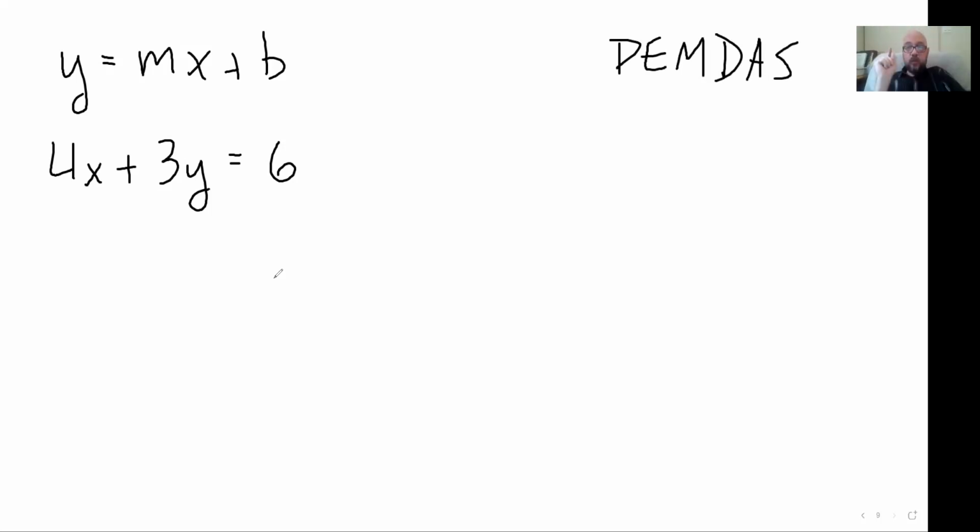PEMDAS is for simplifying, which is the opposite of what we're doing. We are solving. So we are going this direction here. I'm trying to solve for y by getting y alone. That means I'm going to get rid of everything that's not y, starting with the addition and subtraction, right? The things on this side of the equation that are being added to or subtracted from our y is this term, 4x. That's the thing I've got to get rid of first. So I'm going to subtract 4x from both sides first.